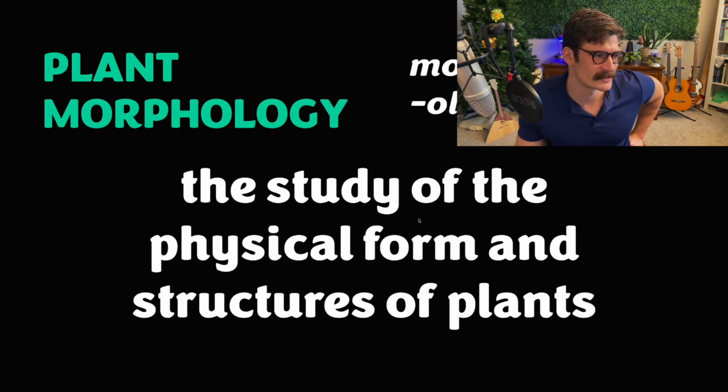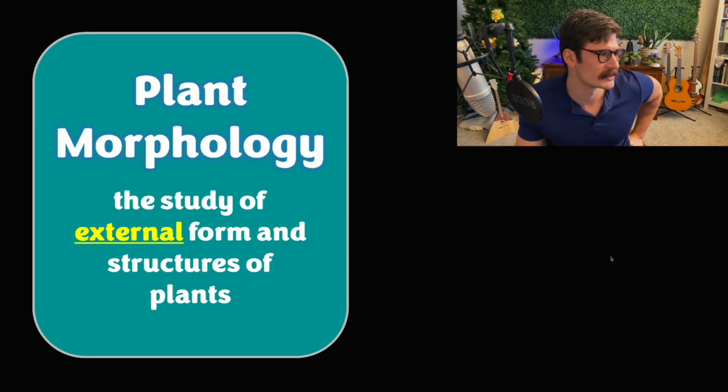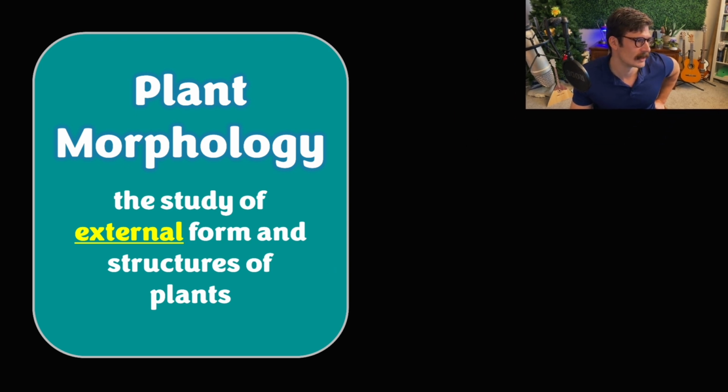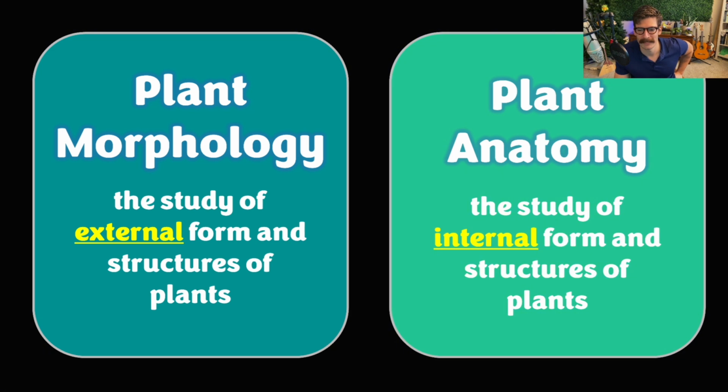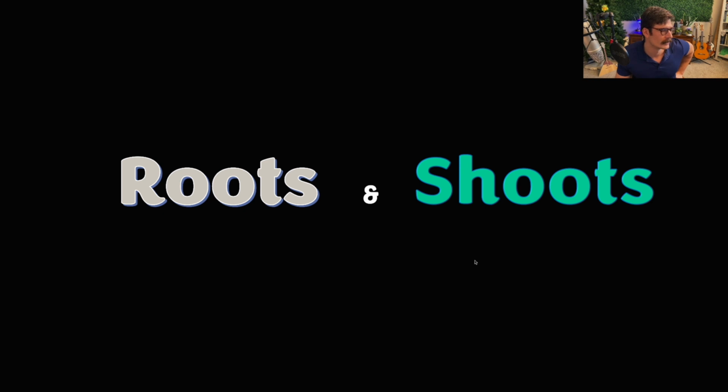The study of the physical form and structures of plants. So plant morphology is a study of the external form and structure. So everything you see on the outside of the plant is its morphology, and everything on the inside is the anatomy. So plant anatomy is the internal form and structure. So if you're looking at the structure of the outside, it's morphology. If it's the inside, it's anatomy. Anatomy means to cut open. So that's internal.